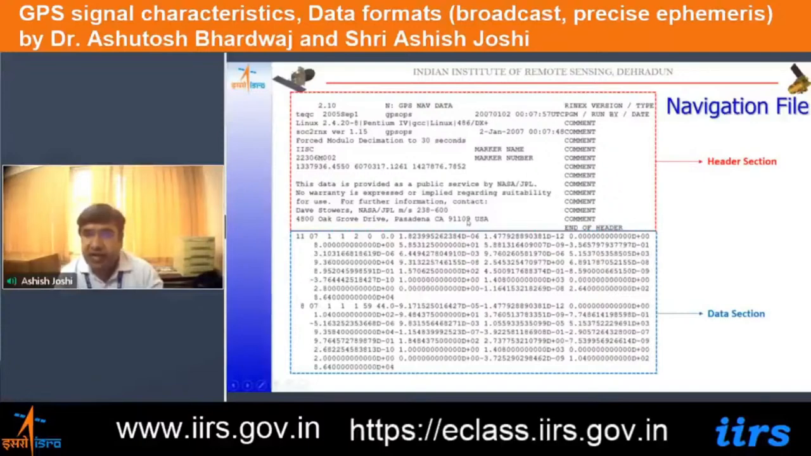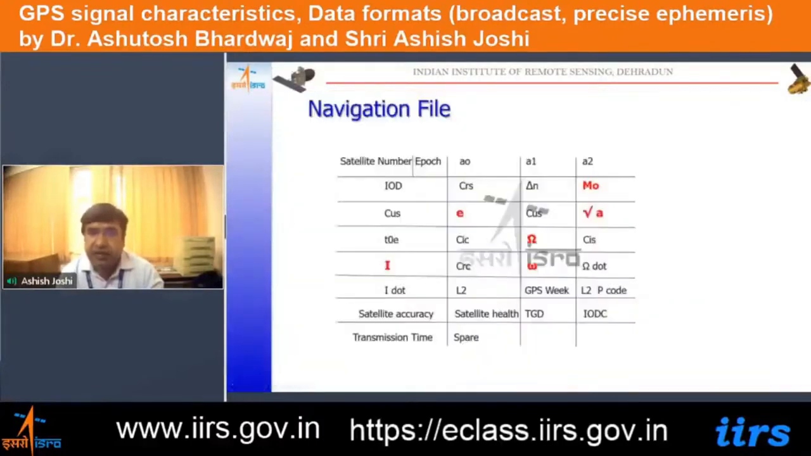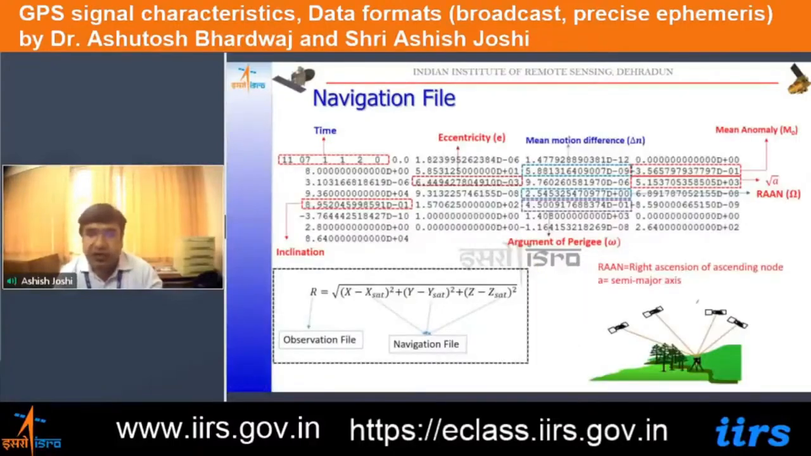The first part is the header section, and the second part is the data section. The data section in the navigation file is divided like this. This is called the mean anomaly, eccentricity, the semi-major axis, this is the RAAN, this is the argument of perigee, and this is the inclination. Other parameters are also useful, but with these 6 parameters we can make any satellite orbit with the help of the Keplerian elements.